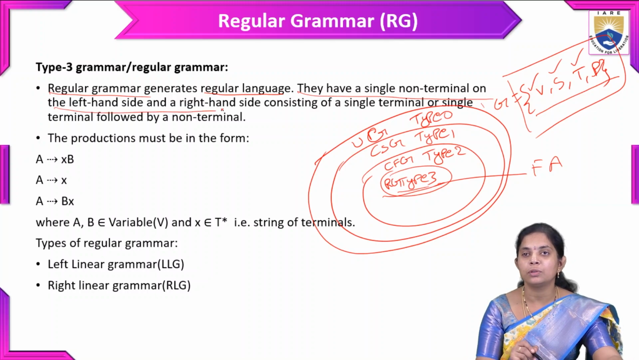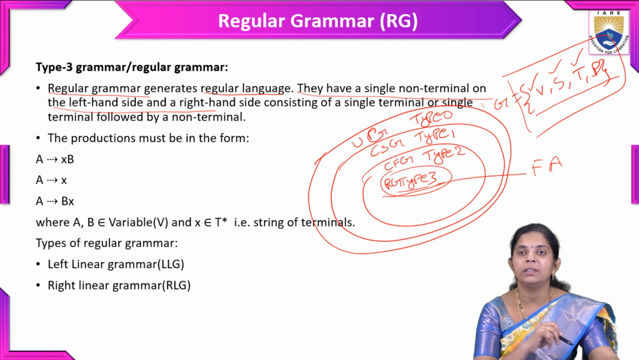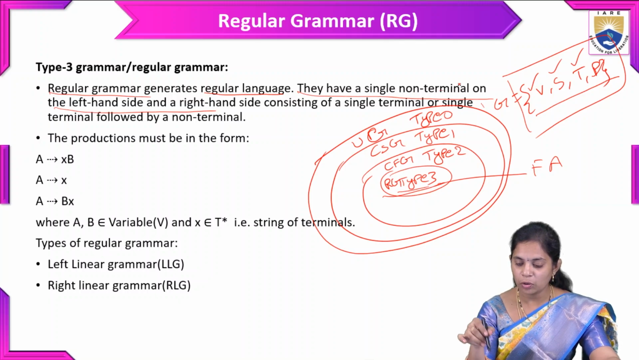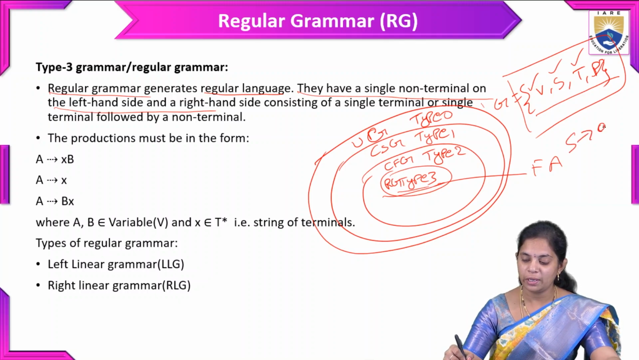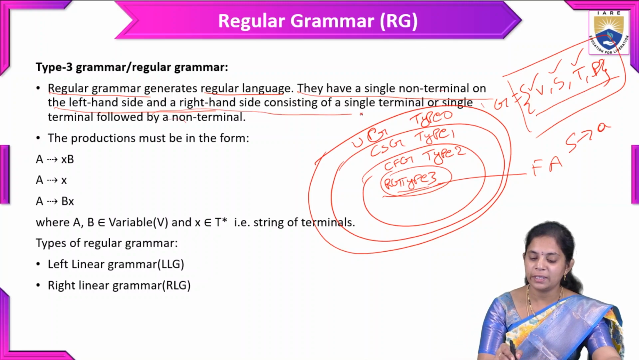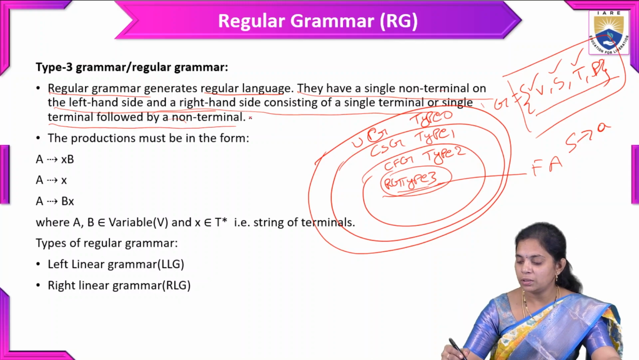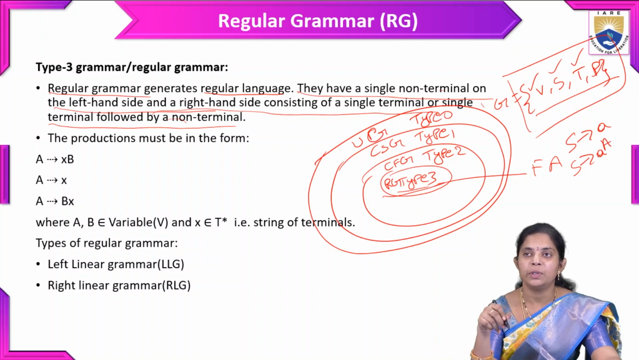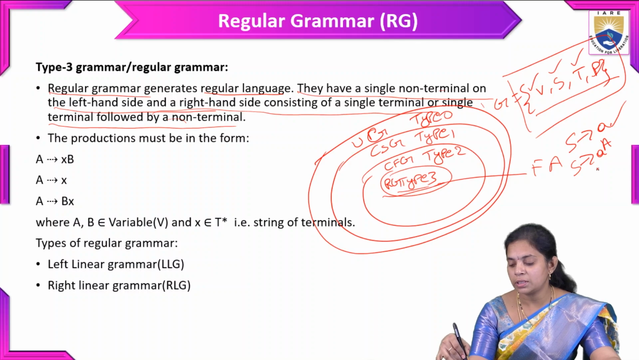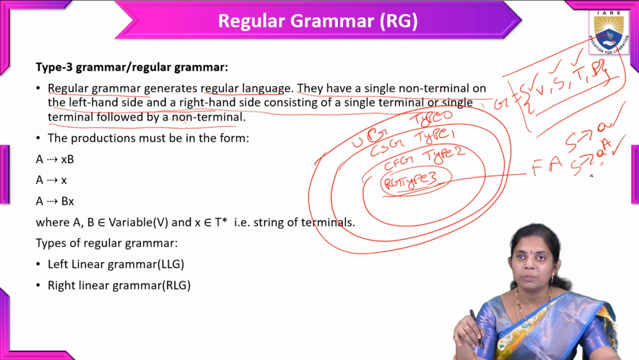And what are the rules to follow for the construction of regular grammar? On the right hand side we have a single non-terminal value, like S tends to A, and the right hand side consists of a single terminal, or a single terminal followed by a non-terminal. So here either a single terminal, or a terminal followed by a non-terminal, are the two types of production rules we will discuss in this regular grammar.